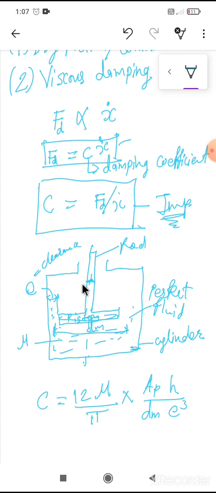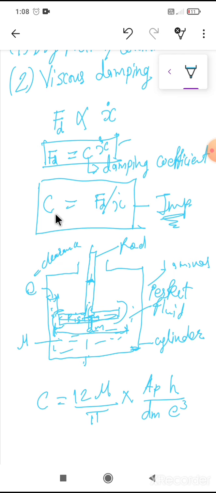So it is obvious, and a sharp orifice effect is neglected. Sorry, not here. Here the orifice effect, that fluid move, is neglected. And the flow of the fluid is laminar. So when the fluid is flowing, it is laminar and not turbulent. So these various assumptions have been taken for deriving this equation.